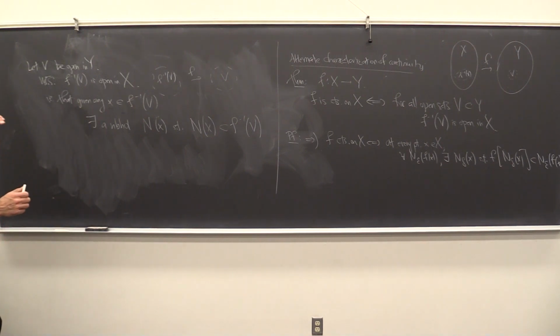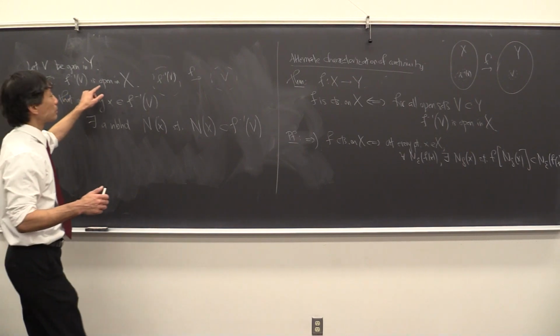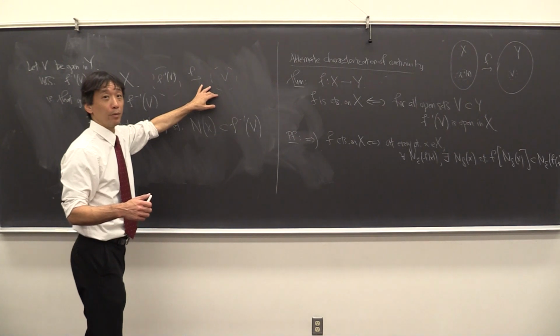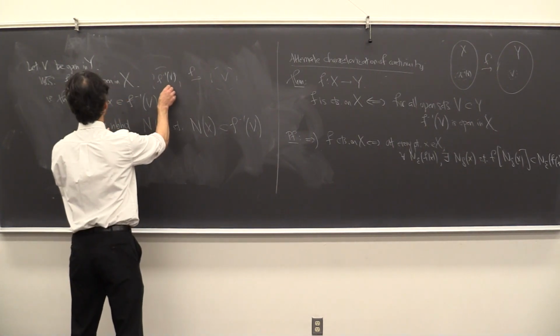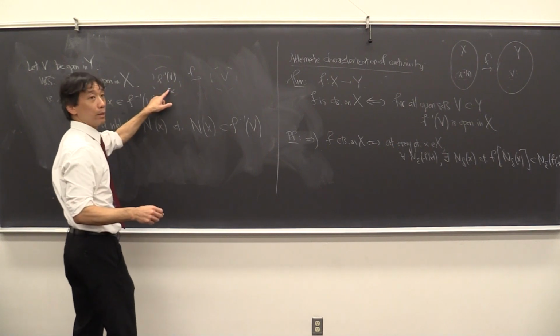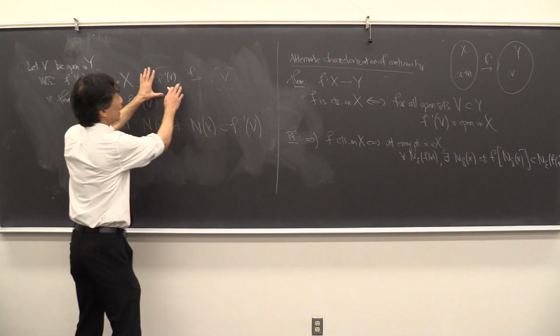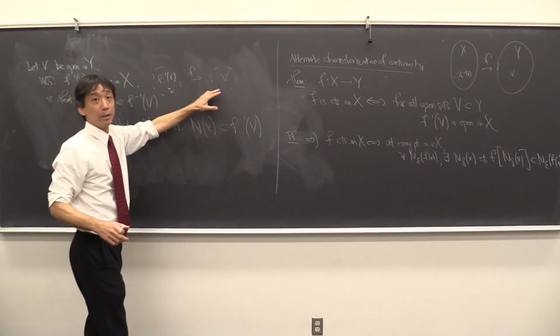Okay, so let's think. What do we know? We know that V is open. So we have this point here, some point here. And we know that V is open. We don't have that f inverse of V is open. What we do have is that V is open.